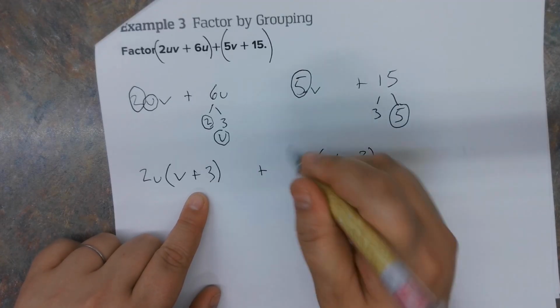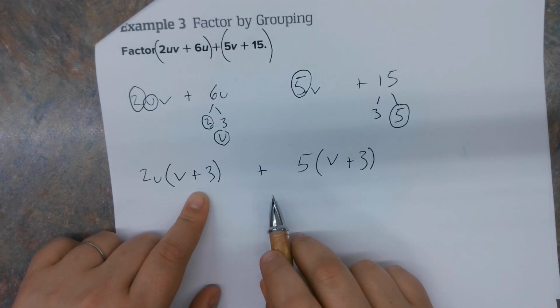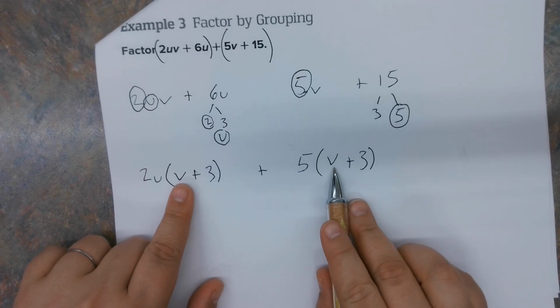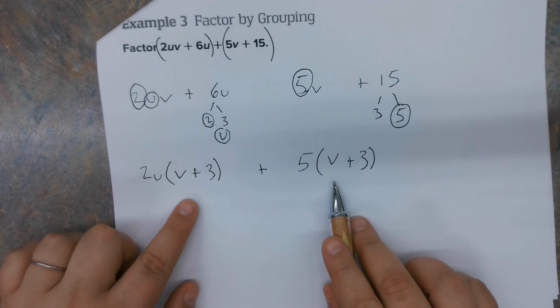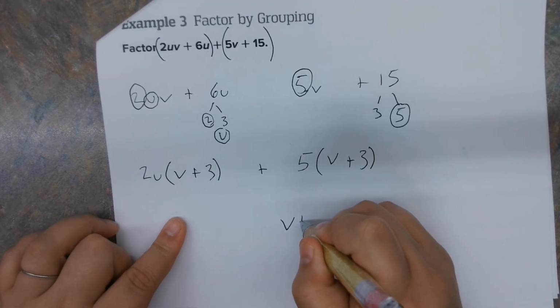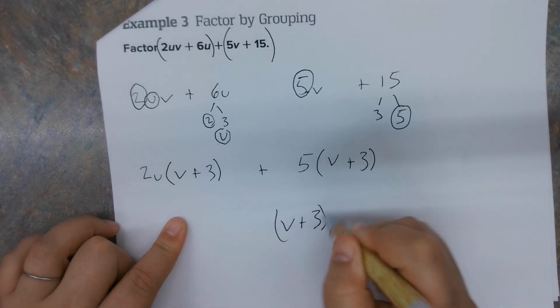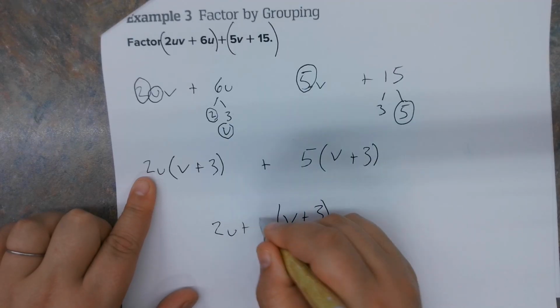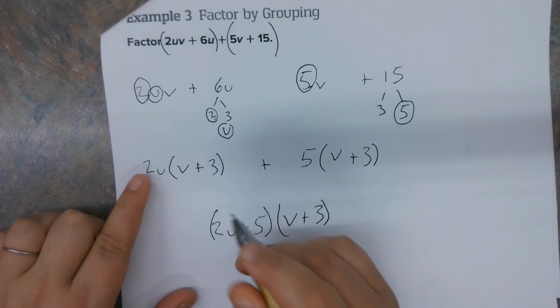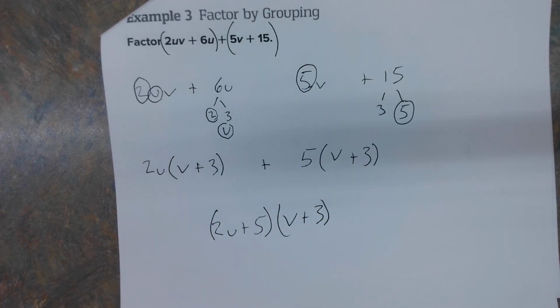Okay? There was an addition sign between these still. So what I'm going to do is, what's the same of all of these? This is what's the same of all of those. So I have v plus 3, because it's the same. The other factored part is 2u plus 5. There you go. Now I factored it.